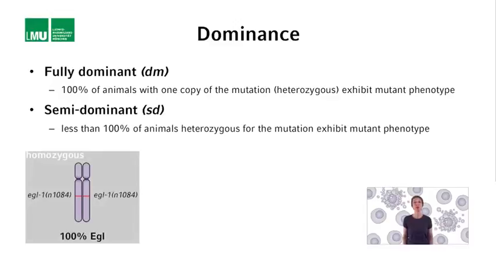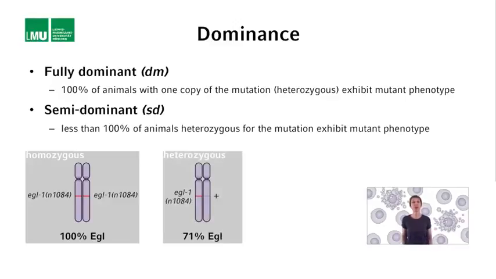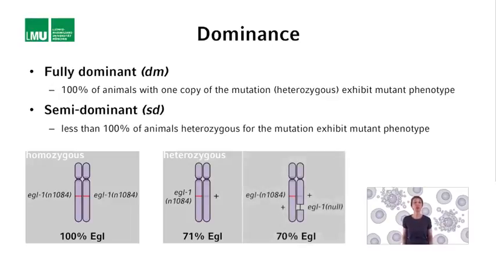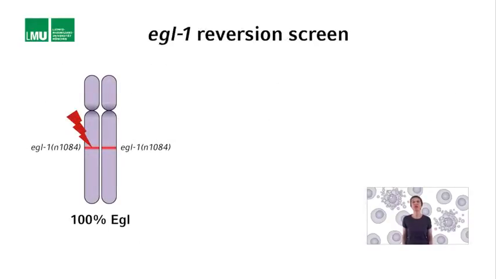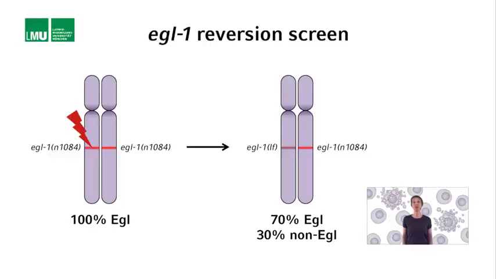In the case of the AGO1 mutation n1084, for example, 100% of animals that are homozygous for n1084 are AGO, but only 71% of animals that are heterozygous for n1084 are AGO. Interestingly, around 70% of animals heterozygous for n1084 and a deficiency that deletes the AGO1 locus on chromosome 5 are AGO as well. What this means is that if one of the n1084 alleles in a homozygous n1084 strain is hit by a second mutation, and if this second mutation converts the allele into a loss of function mutation, the animal should have about a 30% chance of being non-AGO defective.